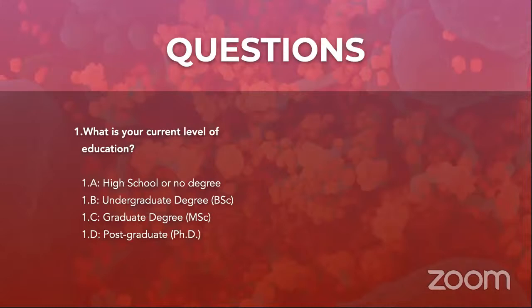Please look at these questions and put your response by writing, for example, 1B for undergraduate degree or 1D for postgraduate. So the first question is, what is your current level of education? 1A, high school or no degree. 1B, undergraduate degree or bachelor's. 1C, graduate degree or master's. And D, postgraduate, PhD, and that is also for researchers and faculty.